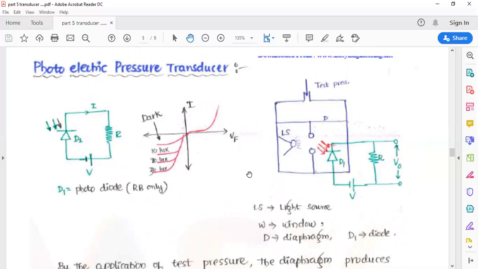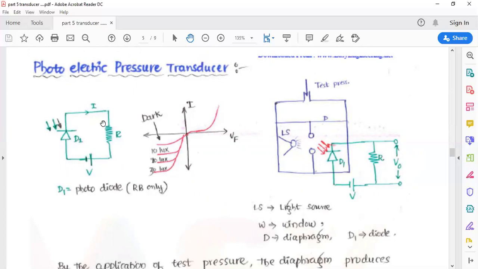As a result, we get the measurement quantity, pressure, in terms of voltage, and we calibrate this voltage in terms of pressure, and it will show us the reading of the pressure. Here, this is the photodiode which we use in the photoelectric pressure transducer.